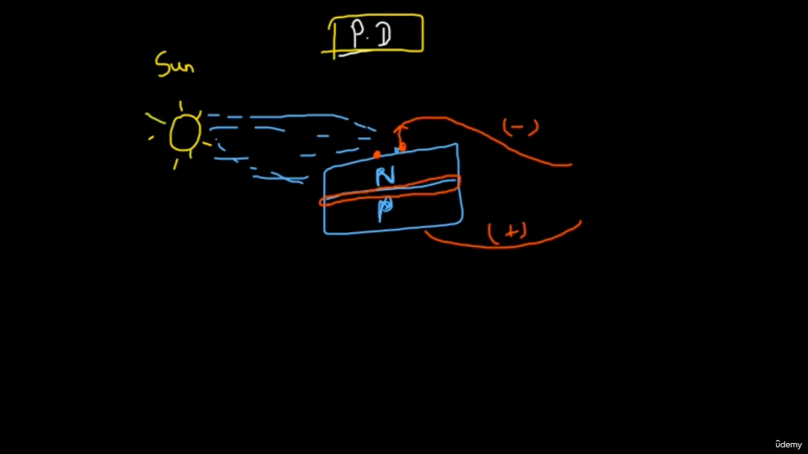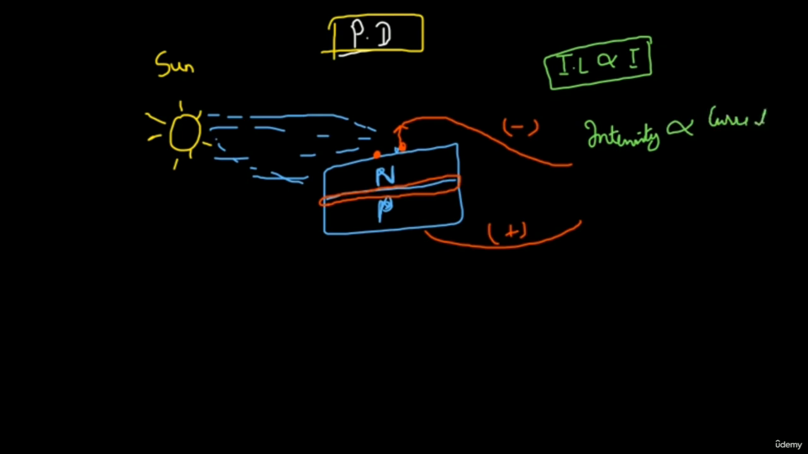So what else can we have here? Well, a very interesting thing, which is the intensity of light is directly proportional to the current we get. Intensity is proportional to current. So intensity is important here. If you do not have the intensity of light, you do not have current. If you have more intensity, you have more current.